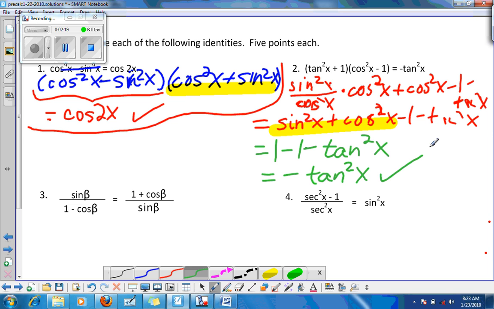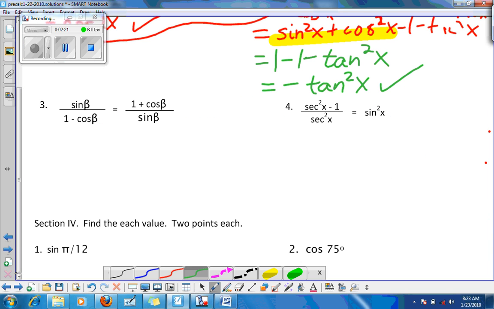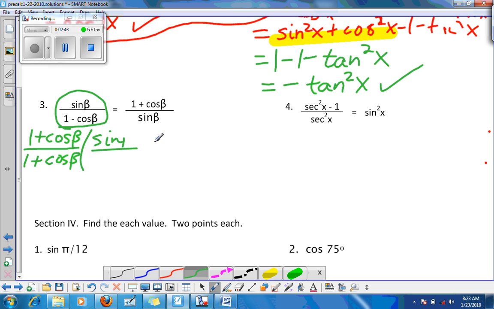Okay, number 3. We solved a lot of problems like number 3. First thing that we need to do on number 3, it doesn't really matter what side we choose. I'm just going to choose the left side, and I'm going to multiply the left side by 1 plus the cosine of beta over 1 plus the cosine of beta. I'm doing that so that I will get a difference of squares. This symbol beta is just a different symbol for an angle. 1 minus the cosine of beta.